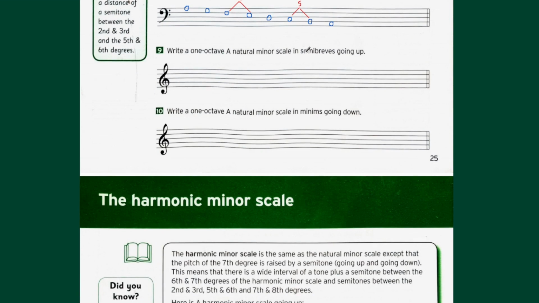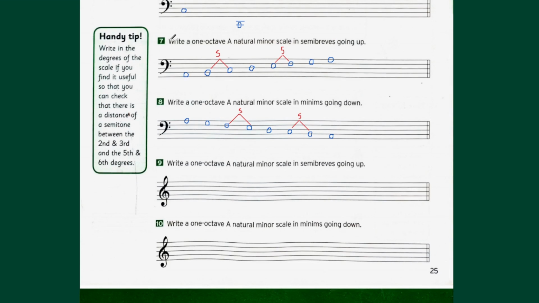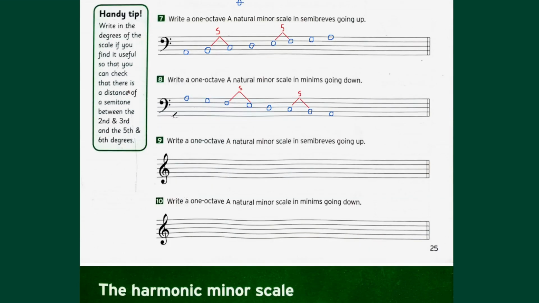Write 1 octave A natural minor scale in semibreves going up. So basically we did the same thing on question number 7, but this time it's on the treble clef, so we need to be careful on the notes we pick. So let's find an A on the treble clef. I'm going to start with the lower A and go up. Okay, so I have all my 8 notes. Make sure you double check if you have all the notes written out in the order from line, space, and then all I have to do is mark the semitones.